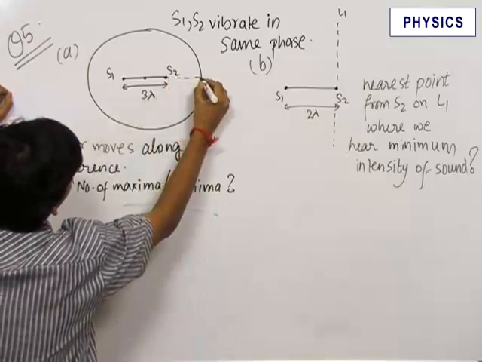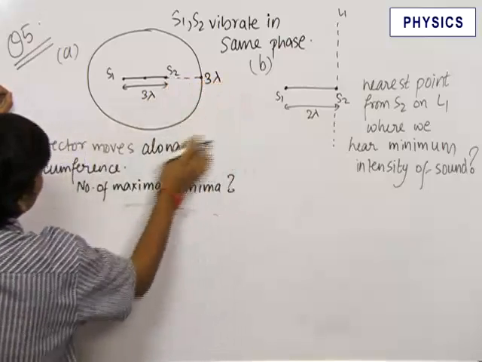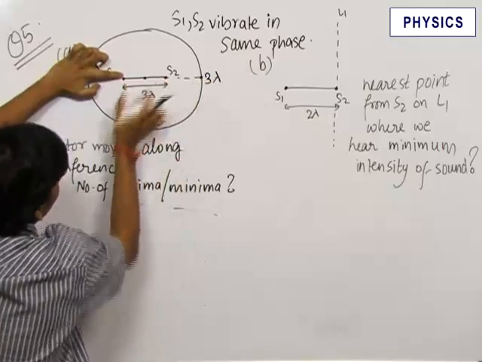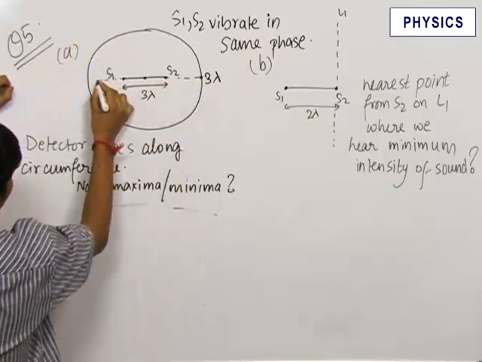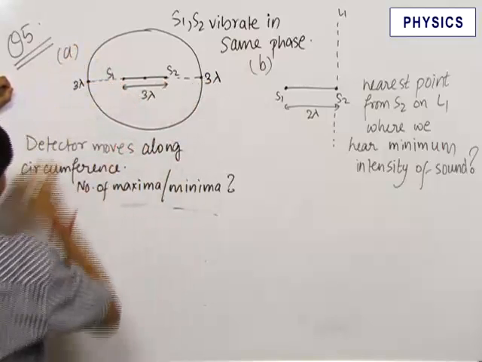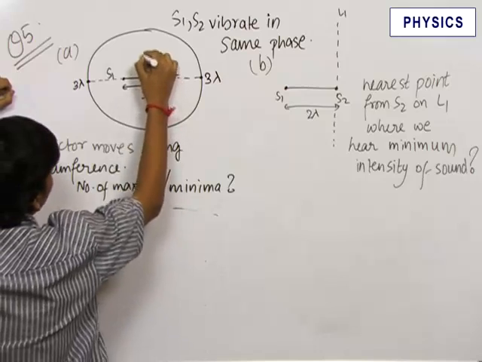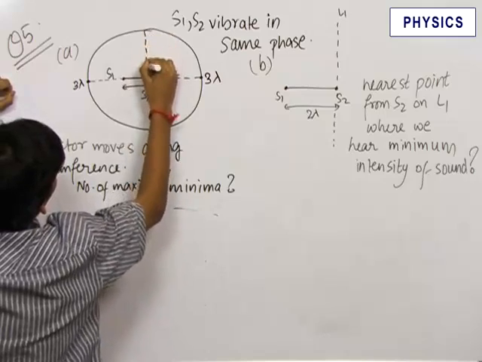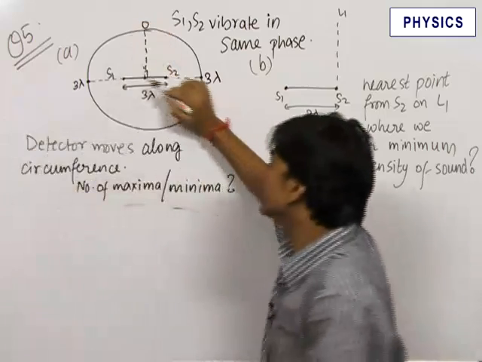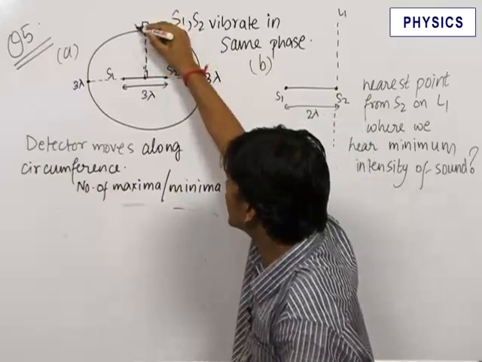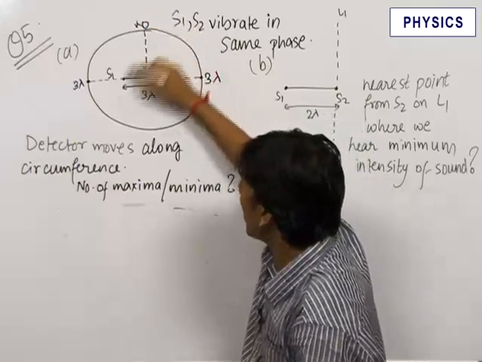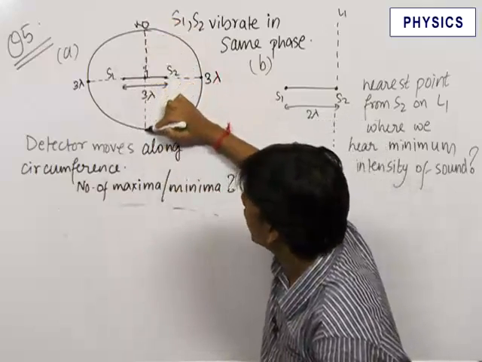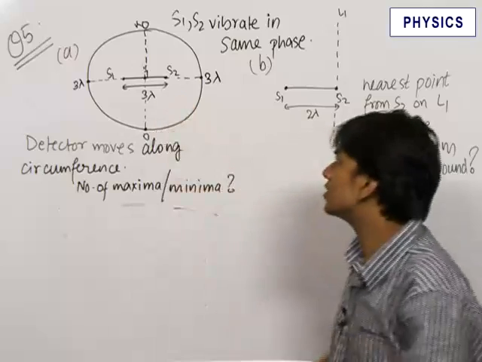If we look at this point, the path difference at this point clearly is 3 lambda, because the sound wave when traveling from S1 to this point has to travel an extra distance of 3 lambda. Similarly, the path difference at this point is again 3 lambda, and the path difference at this point, which is perpendicularly above this point, is 0, because the sound waves traveling from S1 to this point, let this be K, S1 to K and S2 to K, have travelled the same distance. Therefore the path difference at this point is 0. Again similarly, the path difference at this point is 0.